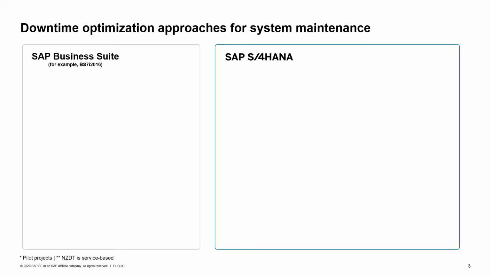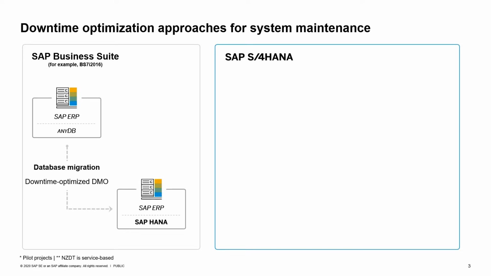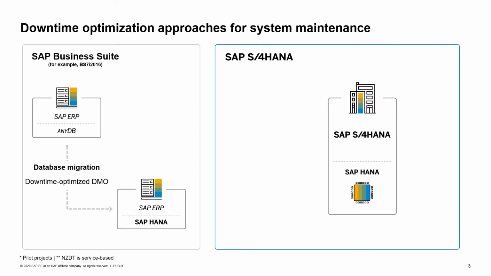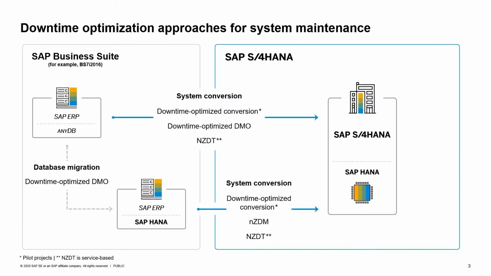SAP offers various downtime optimization approaches as part of Software Update Manager. On the left-hand side, you can see SAP Business Suite. Here, we do have an option that is called Database Migration Option. If you want to further optimize the downtimes, you can make use of the Downtime Optimized DMO. Of course, we highly recommend you, if you are not there, to go for an SAP S/4HANA system. If you are on SAP Business Suite, you can use, for instance, a downtime optimized conversion to reach SAP S/4HANA.